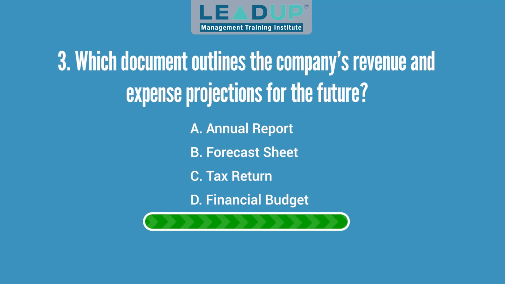Question 3. Which document outlines the company's revenue and expense projections for the future? A. Annual report, B. Forecast sheet, C. Tax return, and D. Financial budget. The answer is financial budget.